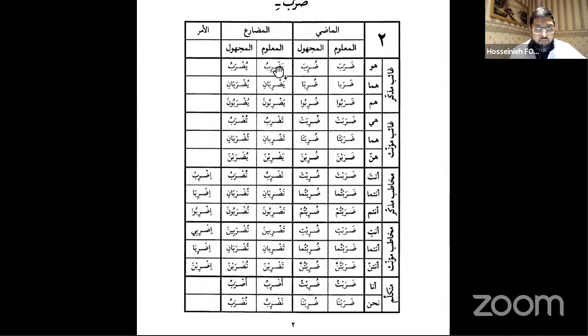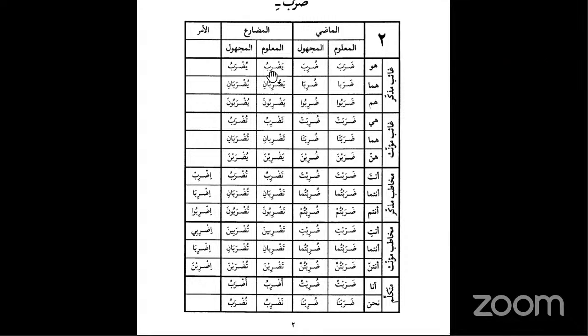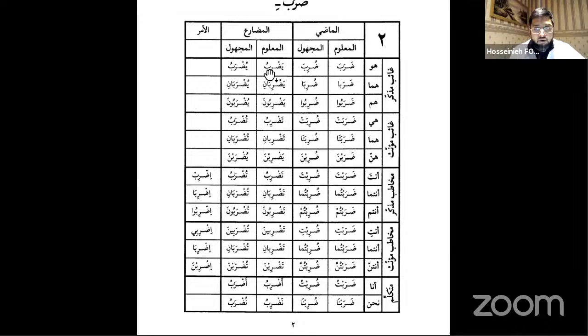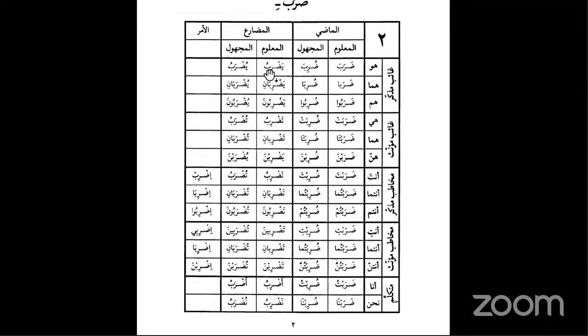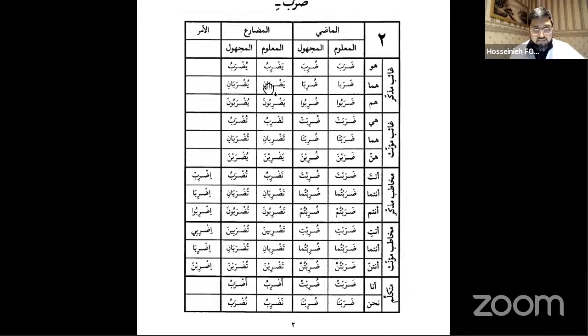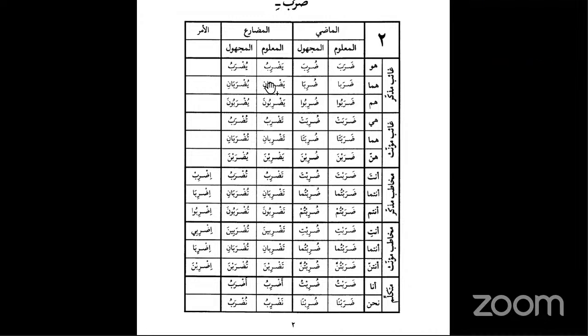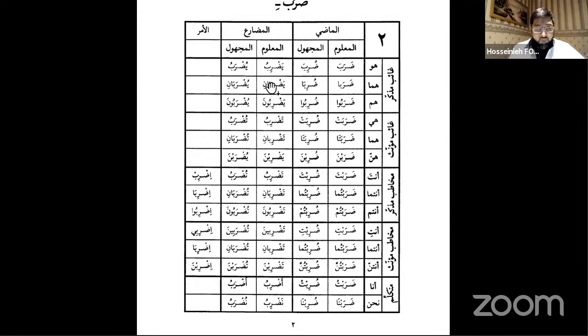Okay, now the next thing I want to explain is that, as you can see, in the first form, huwa yadribu, we have the dhamma, which is present on the last letter of the three-letter verb yadribu. Is that clear? Yes. Now, in the dual form itself, we do not have the dhamma there. Correct? There's no dhamma at the end itself.